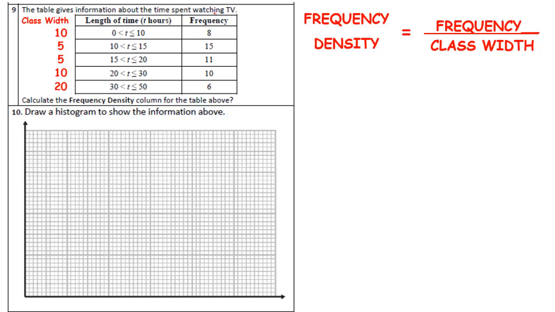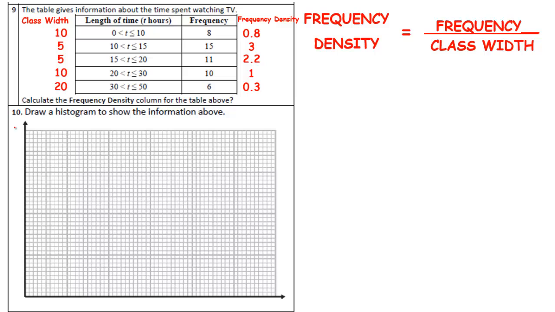Okay, moving on, let's work out the frequency densities. Remember, frequency density is frequency divided by class width. So the frequency, 8 divided by 10 is 0.8, 15 divided by 5 is 3, 11 divided by 5 is 2.2, 10 divided by 10 is 1, and 6 divided by 20 is 0.3. Now you can use your calculator to work out all of these, and please make sure you do. You're not going to get extra marks for doing it in your head. The examiners would not know the difference.